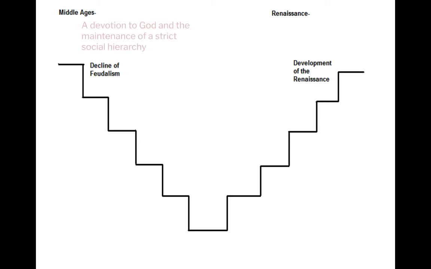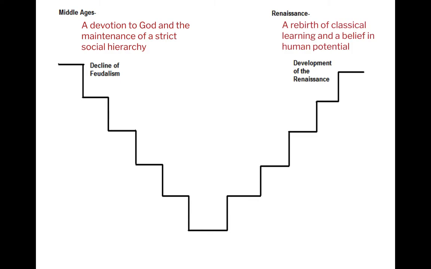We're going to move from the Middle Ages, in which there's a devotion to God and the maintenance of a strict social hierarchy. So in that first text box there, click in there and type that in, okay? And then we're going to move to the Renaissance, where we see a rebirth of classical learning and a belief in human potential. So we're moving away from that idea that our entire life is revolving around religion, moving into a place where our lives are more focused on individual people and our own potential and trying to make the world a better place. Okay, so you can see that's what the staircase is about.